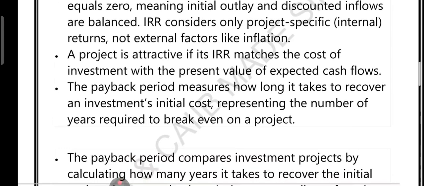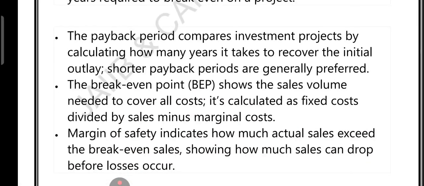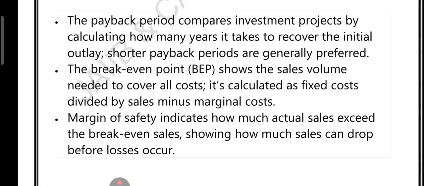Then the next tool we have is the payback period. What is payback period? This tells you how long it takes to recover your investment. For example, suppose you spend 1 lakh and recover it in 3 years, so your payback period is 3 years. So a shorter payback period means less risk. That is the meaning of payback period. It compares investment projects by calculating how many years it takes to recover the initial outlay. If the payback period is shorter, it means you have less risk.